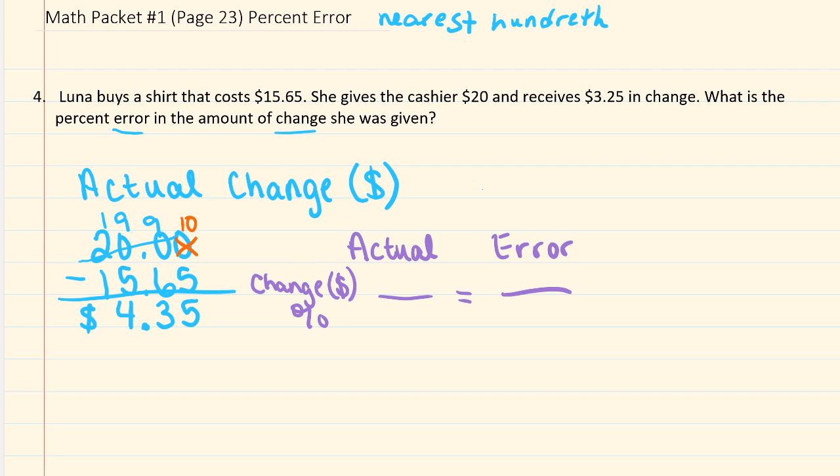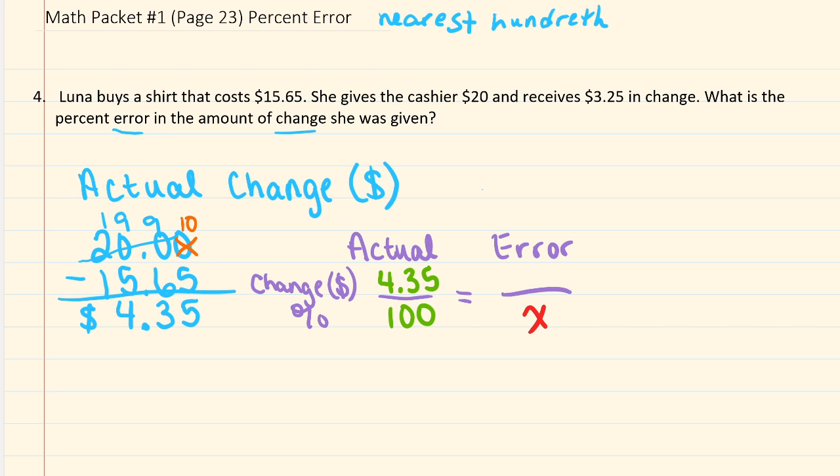Okay. So the actual change right here, the actual change was $4.35. And that's the full thing, so that's 100%. That's if our change was correct. But it wasn't. There was an error. So we're asked to find the percent of that error. So we're going to call that X. We don't know the percent of the error. That's what we're going to find.